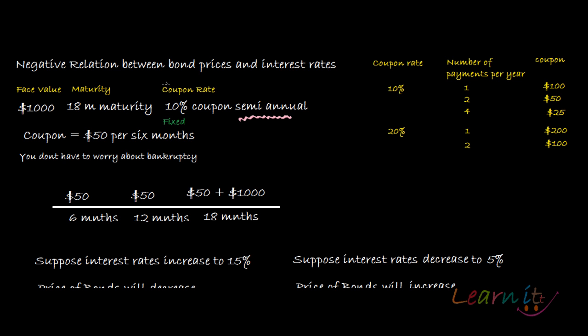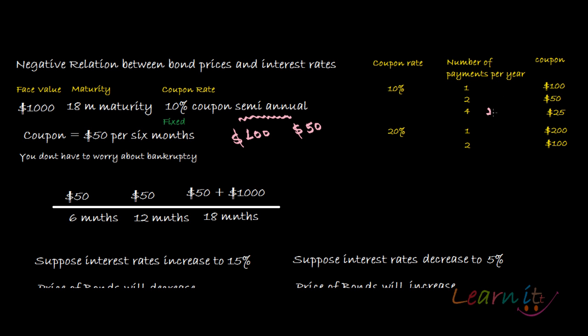Fine. So a 10% annual coupon would mean $100. So every year you'll be getting $100. But since it is a semi-annual payment, that $100 has to be divided into two parts. So every 6 months you'll be getting $50. If the coupon rate is 10% and the number of payments per year is 1, just an annual payment, you'll be getting $100. If the number of payments increases to 2, then you'll be getting $50. If it increases to 4, you'll be getting $25.